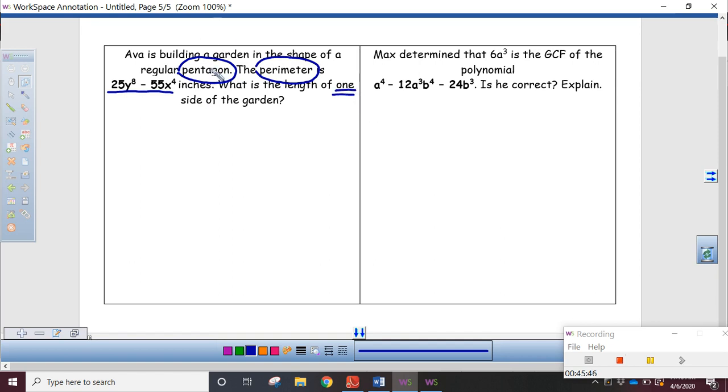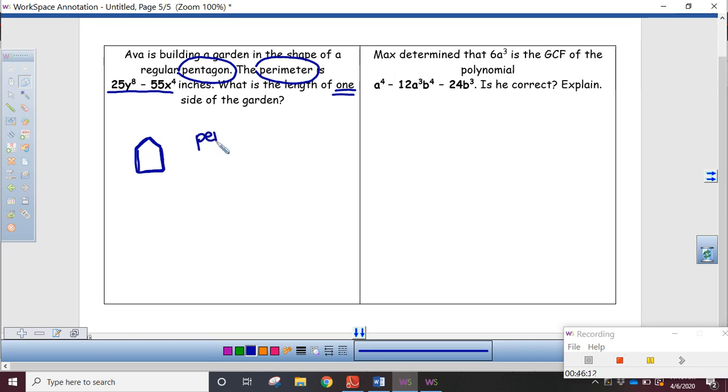So again, we have a pentagon here. Okay, so this is what your pentagon looks like. Let's see if I can draw it here. We have a pentagon that looks similar to this, and all sides are equal. Okay, the perimeter means that we're going to add up all the sides, and it gives you what the perimeter is, and it wants to know the length of one side of the garden.